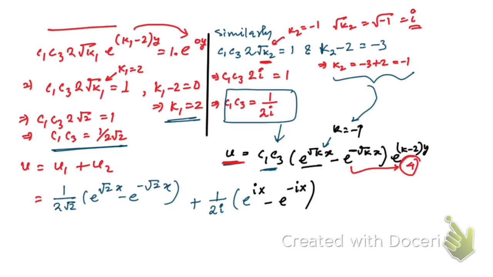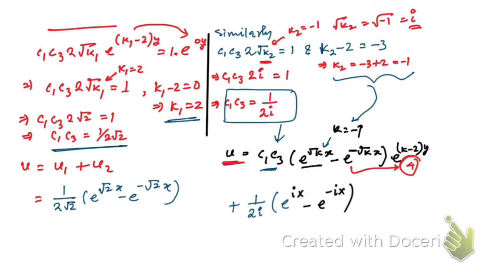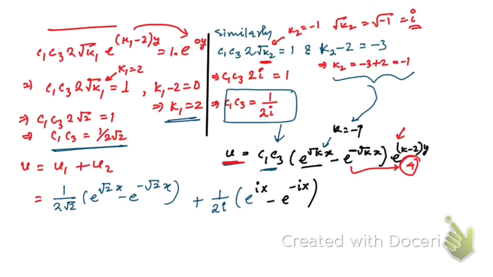And one more thing, I forgot one more part here. You see there is one more part, e to the power k minus 2 y. For u1, if you put k is equal to 2 here, then this is going to be 0, and anything to the power 0 is 1. So we're going to get this one into 1, nothing is going to change, it remains as it is. And here, if you put minus 1, that's going to be e to the power minus 3 into y. That's what we're going to have.